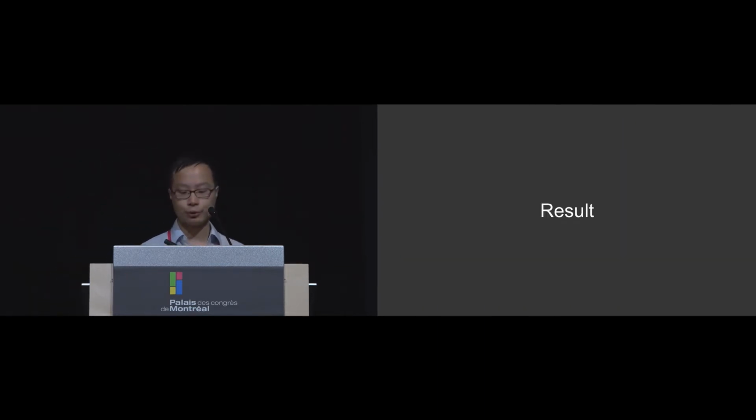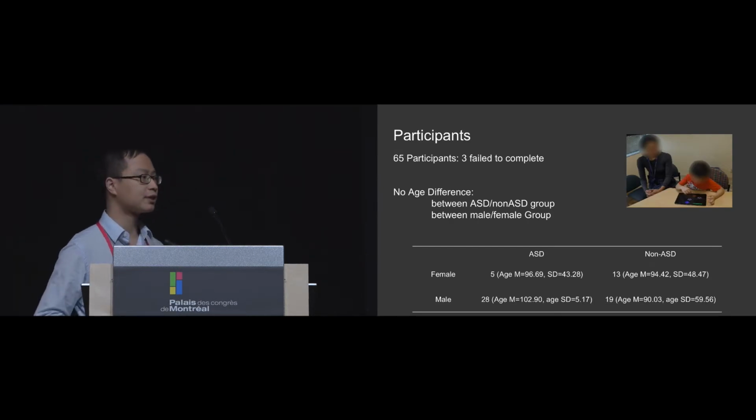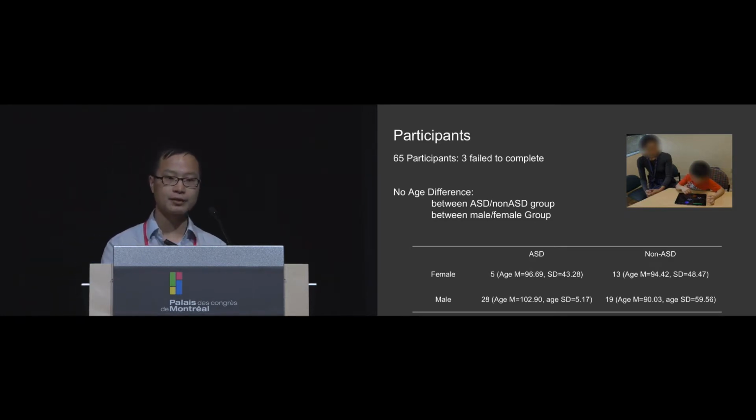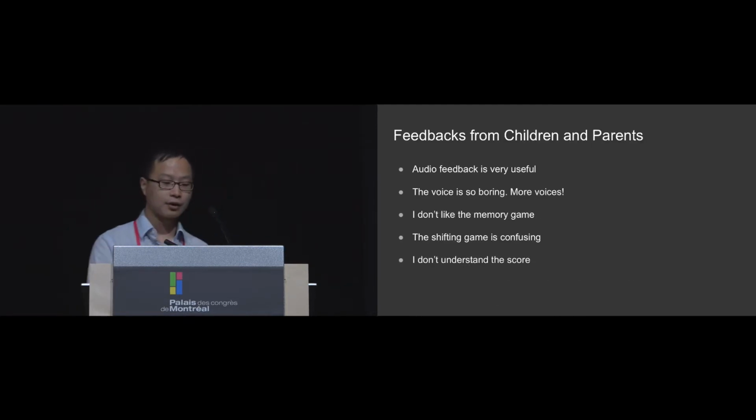And here's the result. We recruited a large sample size, which is 65 participants, into this study, and only 3 of them didn't finish this game because they could not understand the rule, which means the game is well designed and most children can understand the rule. And there is no significant age difference between the ASD group and the non-ASD group. There is no significant difference between the male group and female group. And we recorded all the feedback from the children and their parents, which will be very helpful in our future work.